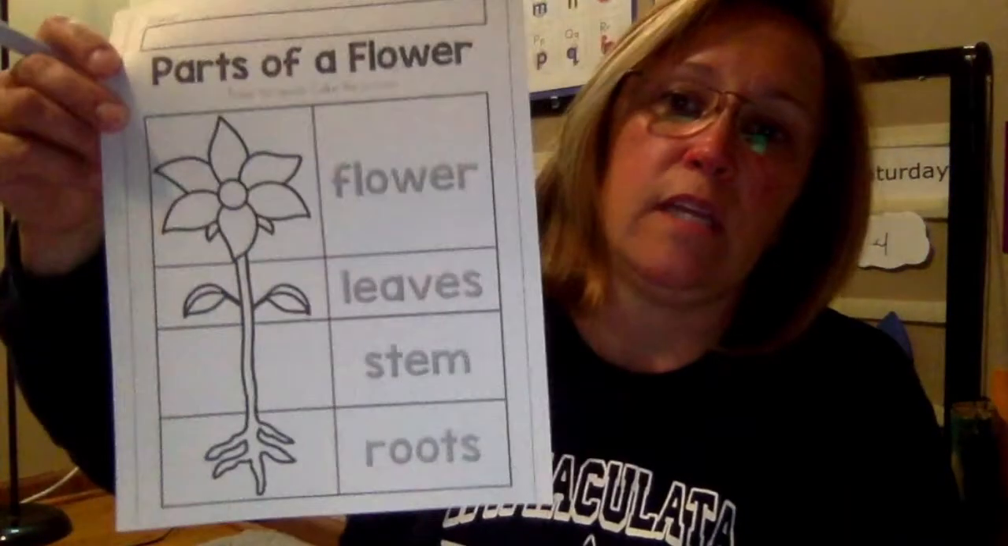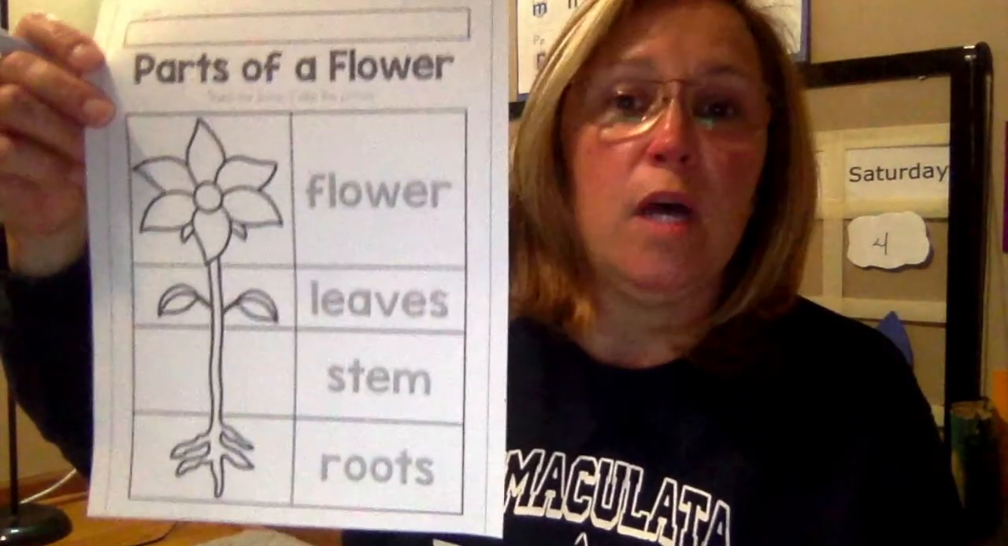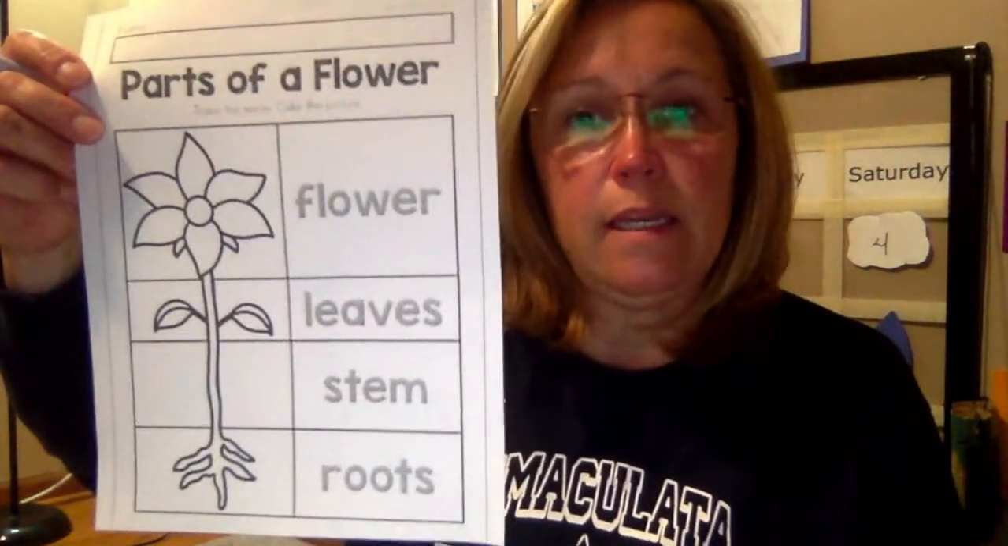Let's talk a little bit about math and do our calendar today. In your package, you should have a sheet that looks like this. It says the parts of the flower. If you want to, pause the video and go into your packet and find this sheet.